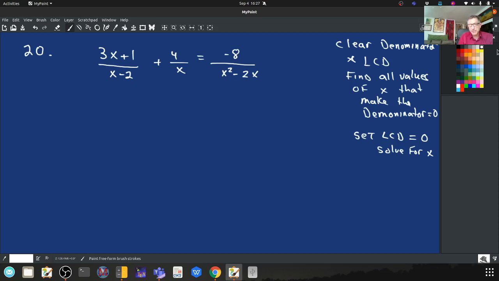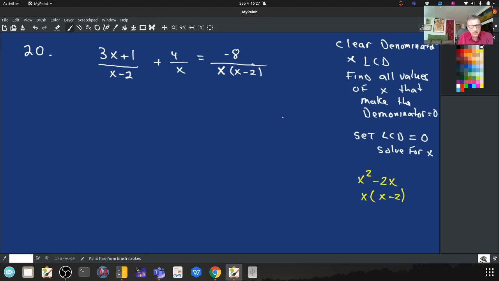So the first thing we have to do is we have to simplify this. We want to factor, we want to simplify any denominator. So we have a denominator, x squared minus 2x. Well, we can factor out, it has a greatest common factor, which is x. So that's x times x minus 2. So I'm going to rewrite this denominator as x times x minus 2.